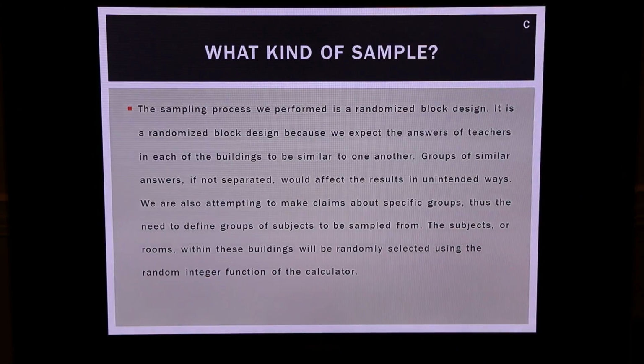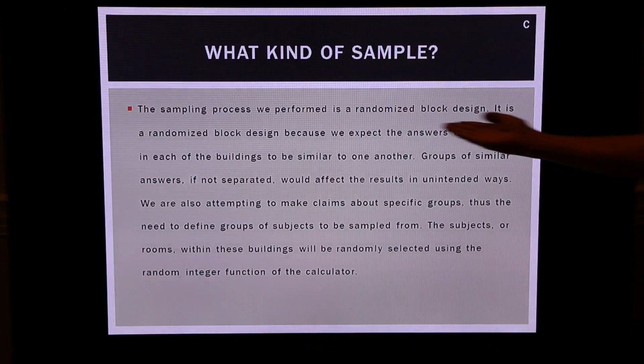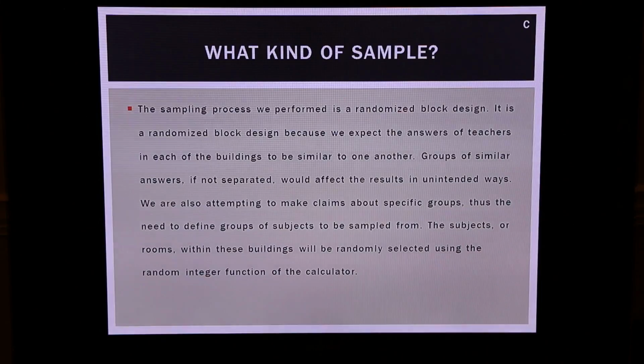What kind of sample did we do? The sampling process we performed is a randomized block design. It's a randomized block design because we expect the answers of teachers in each of the buildings to be similar to one another. Groups of similar answers, if not separated, would affect the results in unintended ways. We are also attempting to make claims about specific groups and look at the results of specific groups, thus the need to define groups of subjects to be sampled from. The subjects or rooms within these buildings will be randomly selected using the random integer function of the calculator.